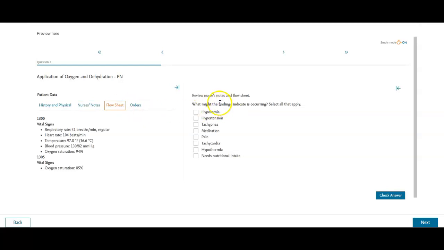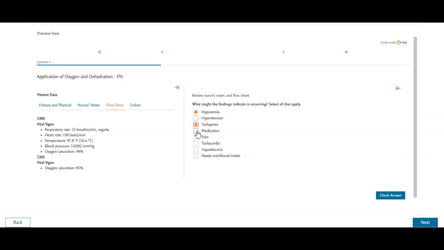So this question's asking us, what do the findings indicate, what might be happening? And so you're just going to say, could this be? Could these findings indicate hypoxemia? Yes or no? Could they indicate underlying hypertension? If you say yes, click hypertension. If you say no, skip it. Do they indicate tachypnea?